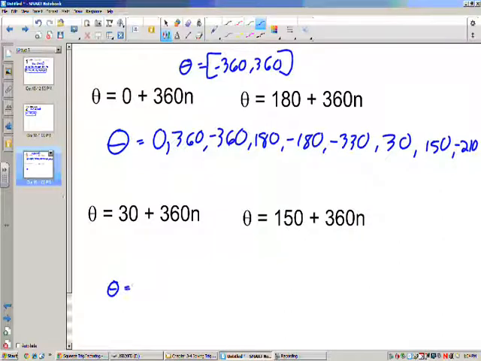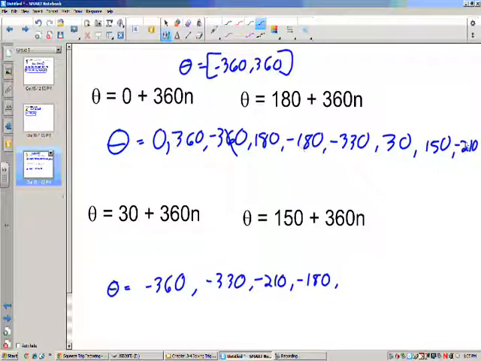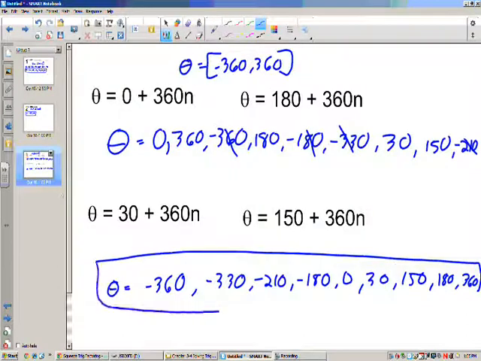So again, if I put that in order, we'd go negative 360, negative 330, negative 210, negative 180. I should cross these out as I go along here. Then it hits 0, 30, 150, 180, and 360. Those are all the values of theta that will work between negative 360 and 360.